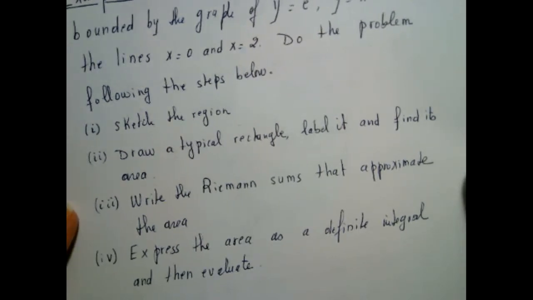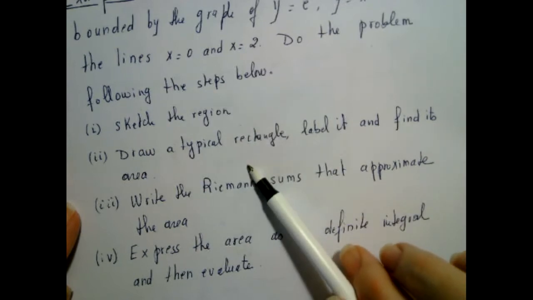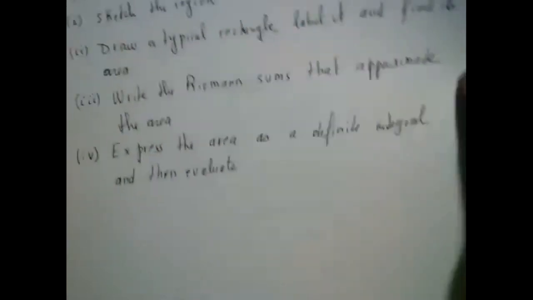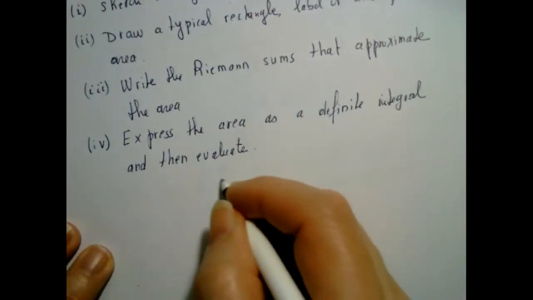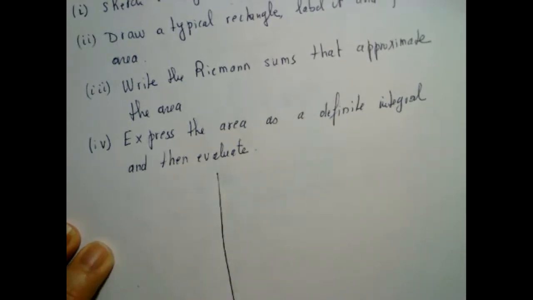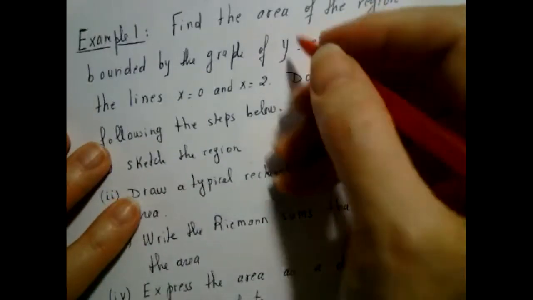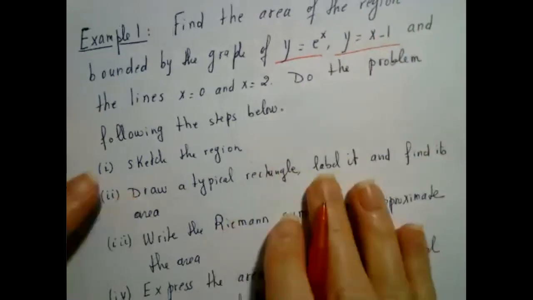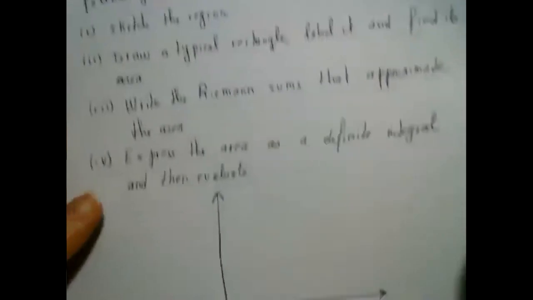Okay, so first we sketch. We're going to draw the typical rectangle, add those areas, and then express this. So let us go and do that step by step. Step 1, I'm going to graph the functions. What are my functions? y equals e^x, y equals x minus 1, the line x equals 0, and x equals 2.